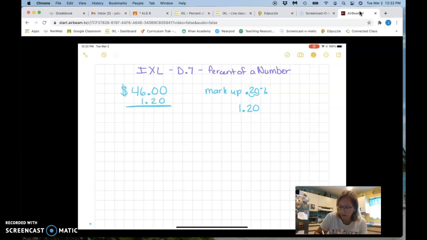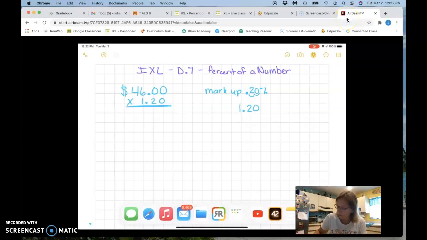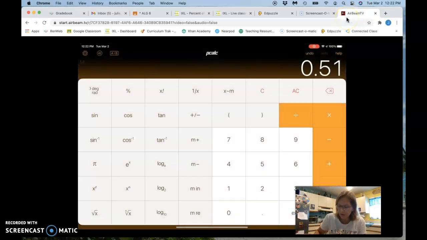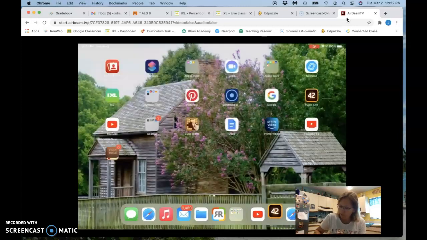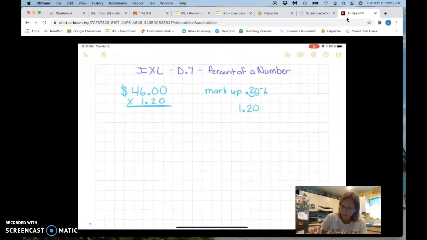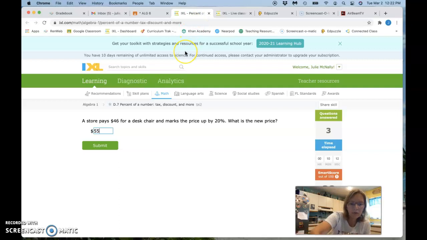So let's do that. I think it was $46. 55.20 is how much it's going to cost with that 20% markup.